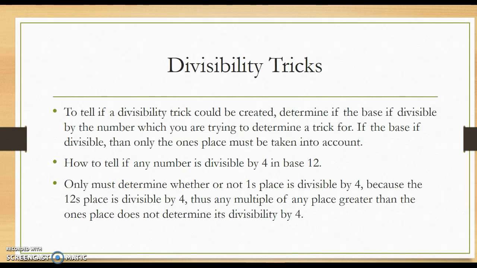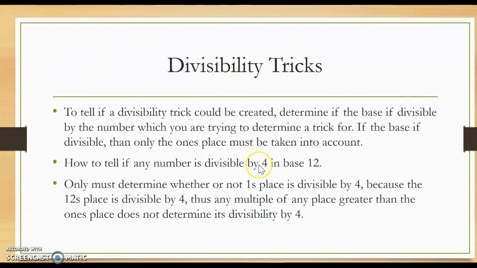Now I will be discussing divisibility tricks. This could take place in any base that you want. To tell if a divisibility trick could be created in a given base, we must determine if the base is divisible by the number which you are trying to determine a trick for. If the base is divisible by the number you are trying to create a trick for, then only the ones place must be taken into account.